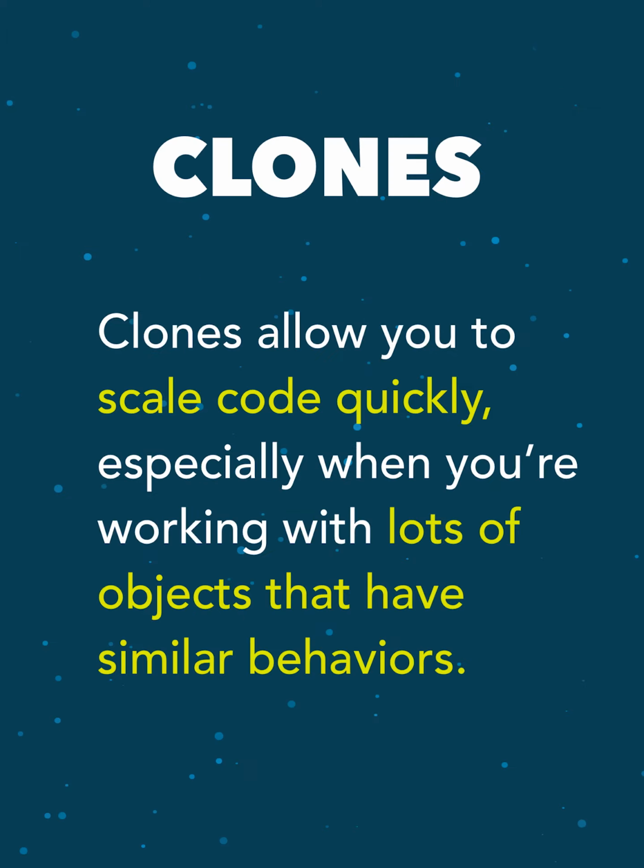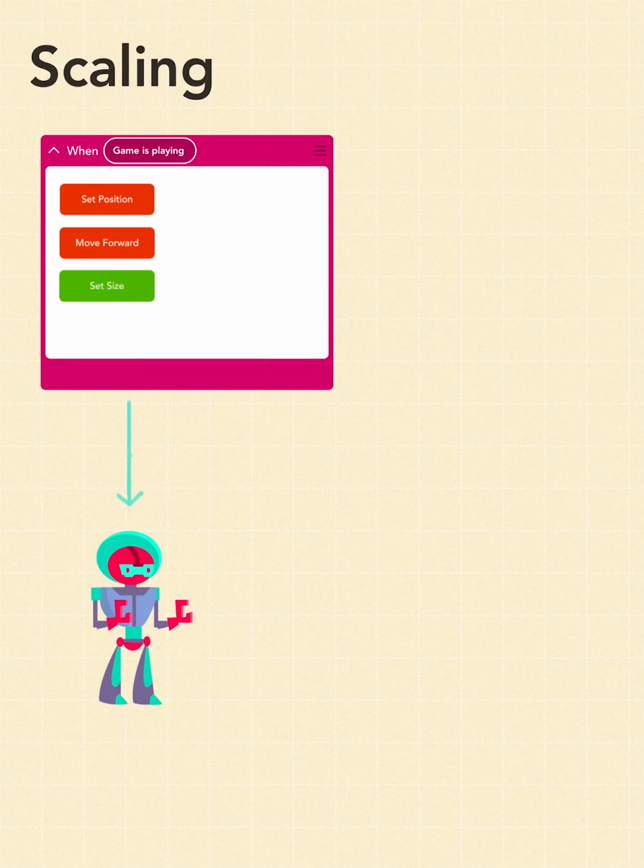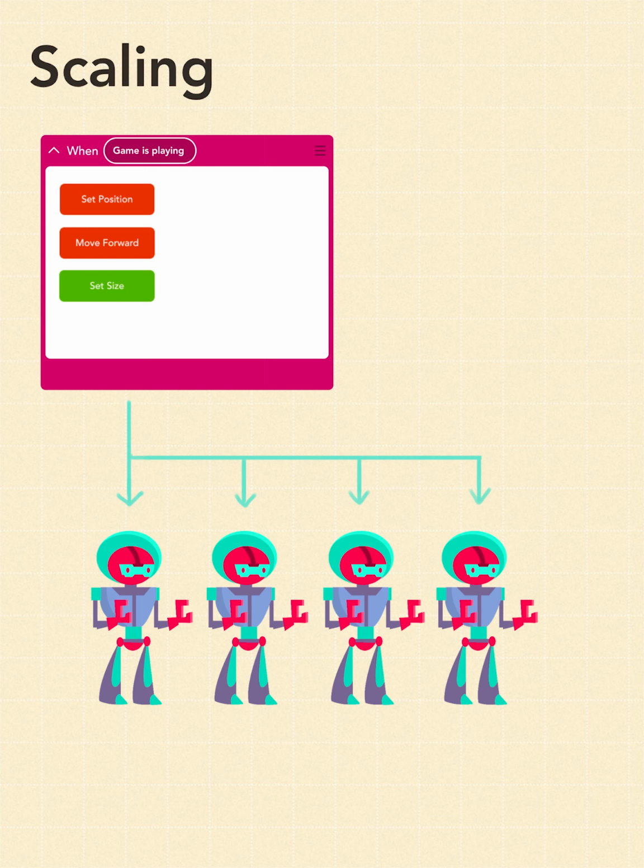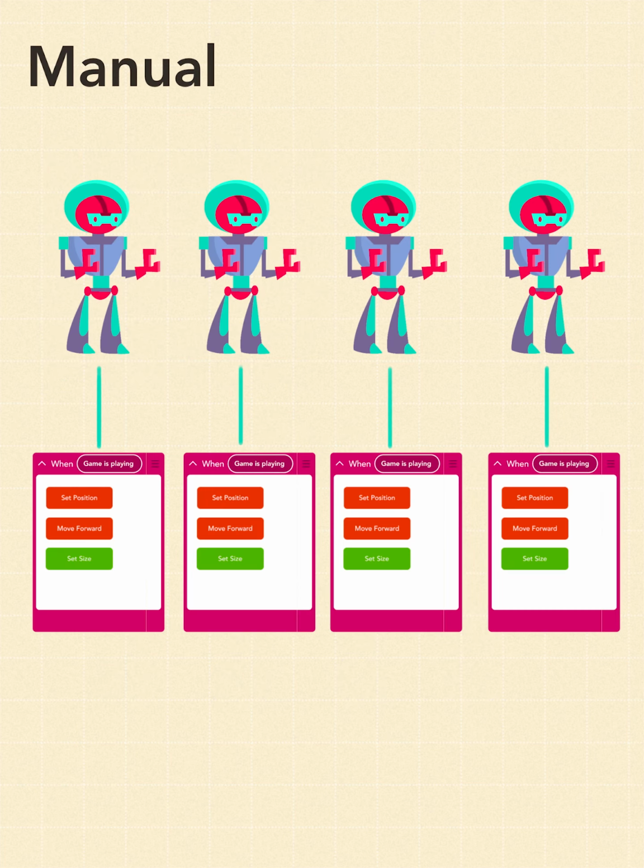Clones allow you to scale code quickly, especially when you're working with lots of objects that have similar behaviors, such as enemies, projectiles, or characters. The idea of scaling means that you can write code for one case or for one object and have it applied to many other objects or contexts with minimal extra work. This is more efficient than writing code manually for each new object or context.